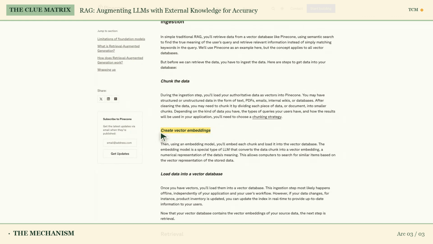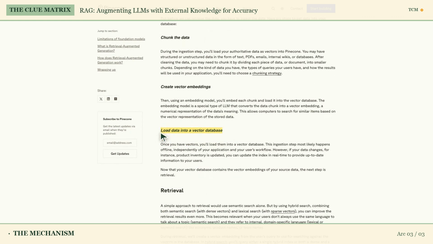These vector embeddings are then loaded into a vector database. This database is specifically designed for efficient similarity searches, even across very large collections of vectors. So ingestion is essentially pre-processing all our external knowledge and getting it ready for speedy lookup.